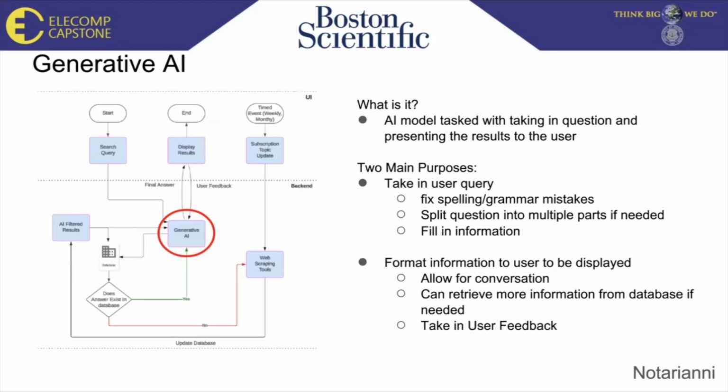And then when sending the results back to the user to display the results, this step using AI allows for more conversation, so a user can clarify in the results. The user can ask to retrieve more information from the database if needed to help clarify. It can also take user feedback, which Sam will talk about in the future.